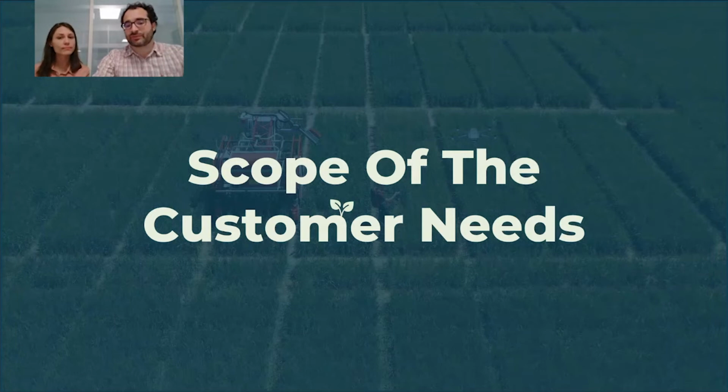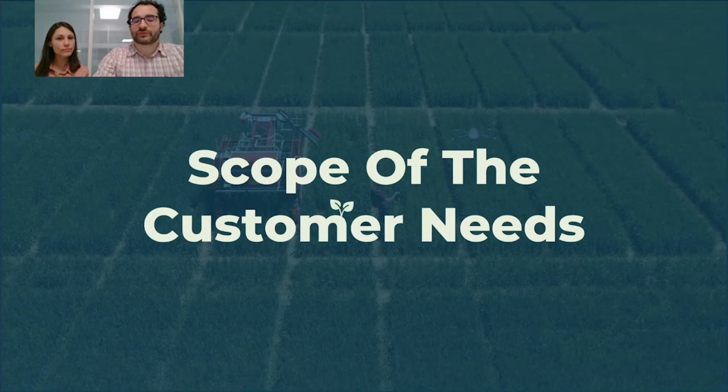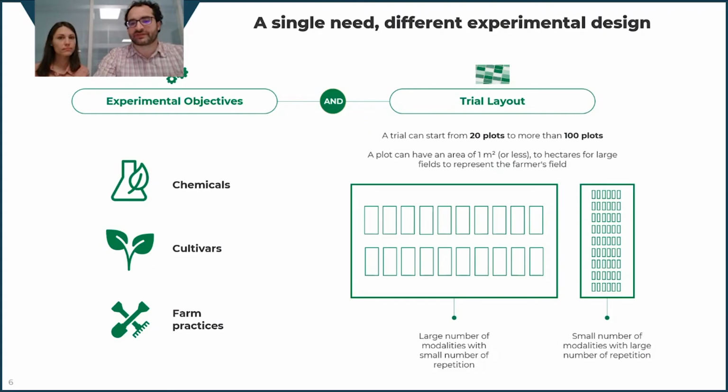So what is the scope of this webinar? This webinar really wants to focus on one specific category of Hiphen customers, which are people that are making research trials for product experiments, for product evaluation. We define product evaluation as a comparison to breeders and breeding trials, which are much more massive.